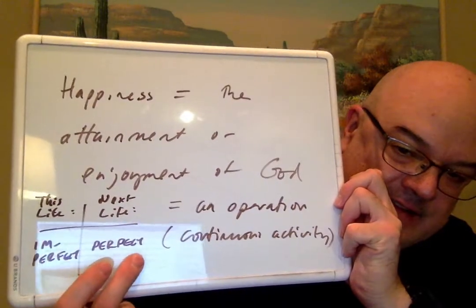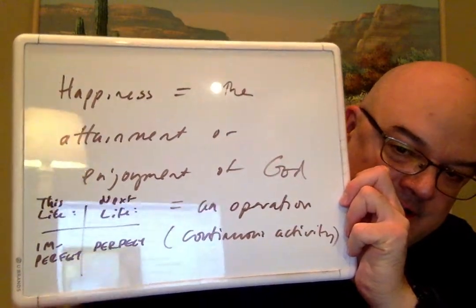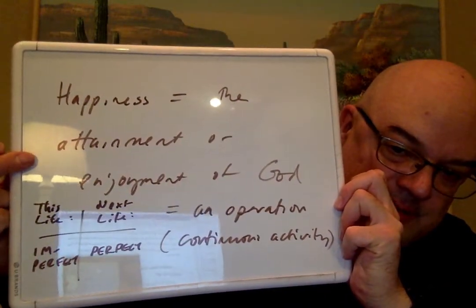And then in the next life, in the afterlife, one can hope to achieve the perfect attainment and enjoyment of God. So there's this imperfect, partial, incomplete happiness that can be attained in this life, but it's not true happiness. It's not the real deal. And in this life, then, there's an operation of the senses that can prepare the intellect for seeing God.